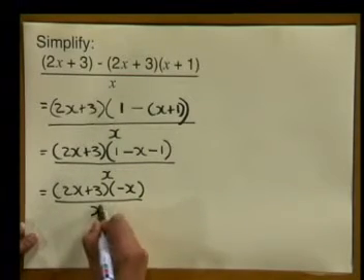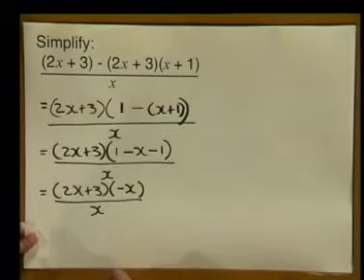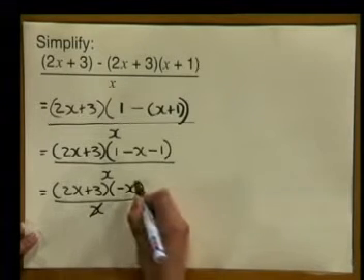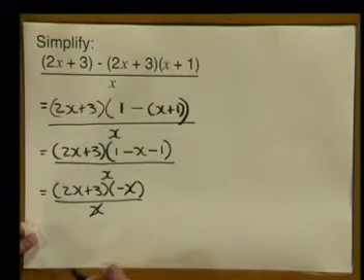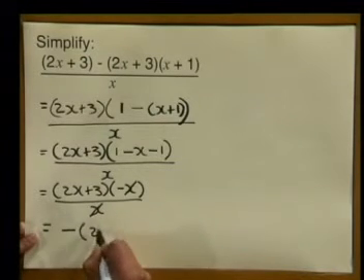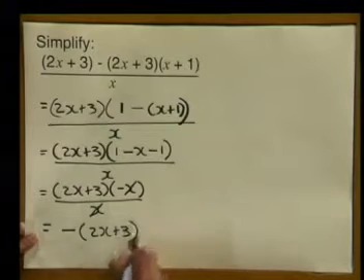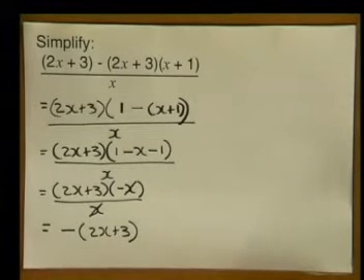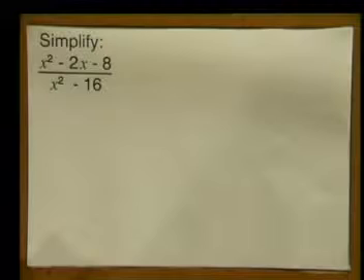divided by x. And now we have factors that we can cancel. This x will cancel out with this x. Don't forget we're still left with the minus, and we can write it as minus 2x plus 3. And that is our final answer. Remember, we said that example number 5 could not be simplified further. So we are going to move on to our final question.